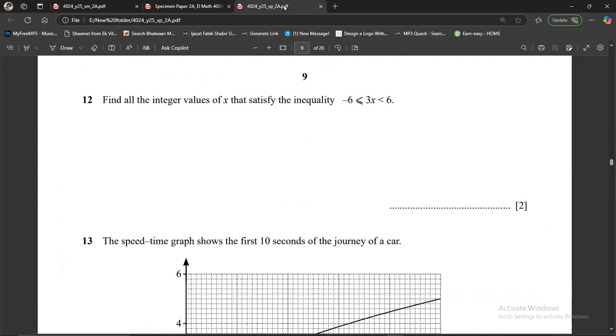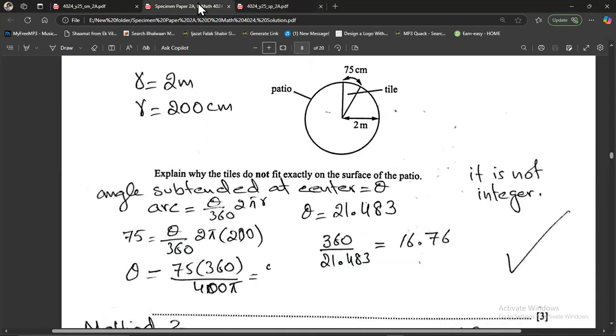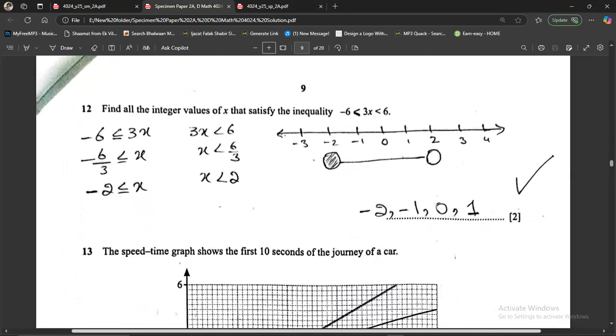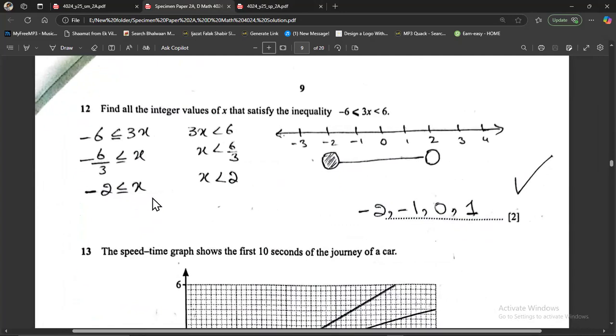He says, find all the integer values of the x that satisfy the inequality. He says minus 6 is less than or equal to 3x, and that is less than 6. So what we do, we will take this portion only and we will solve it, and then we will take this portion only and we will solve it. And then we will represent them on the number line, and then I can tell you what are the integer values of the x. Okay, so I will take this first portion, minus 6 is less than or equal to 3x. This 3 will come to this side. So that means minus 2 is less than or equal to x. So in other words, you can say x is greater than or equal to minus 2.